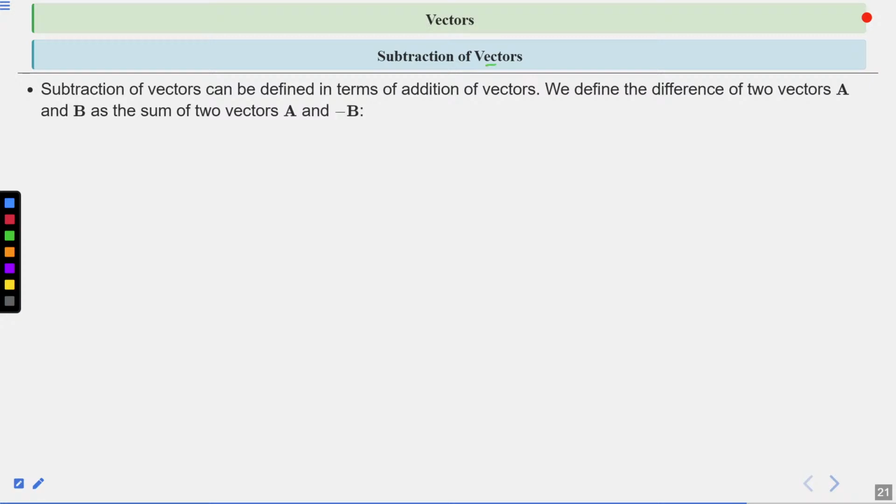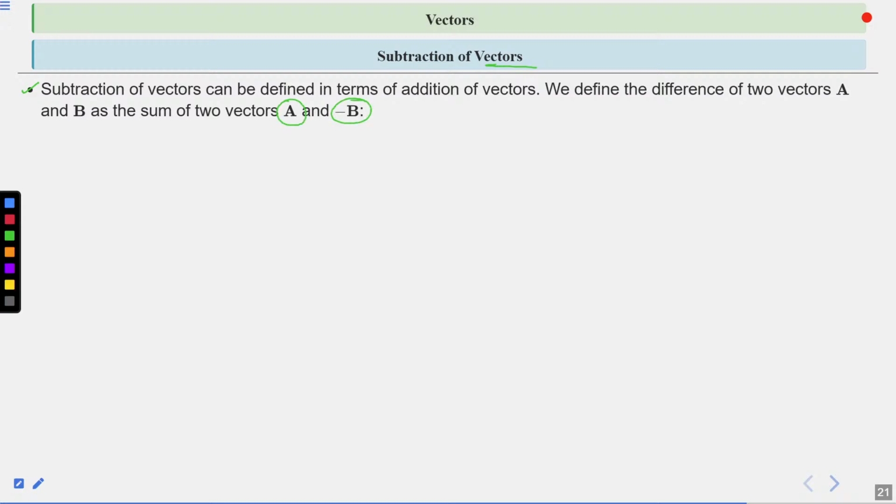Subtraction of vectors. Subtraction of vectors can be defined in terms of addition of vectors using the triangle law of vector addition and parallelogram law of addition. So the difference between two vectors, here vector A and vector B, can be written as A vector and minus B vector.